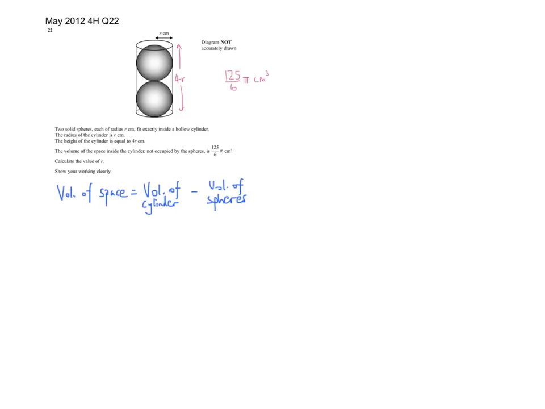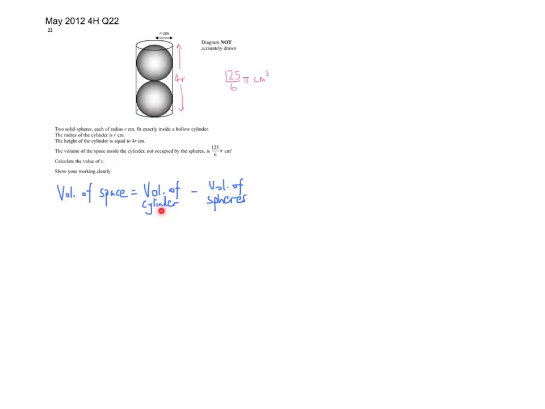Alright, so the first thing to say is that the volume of this space, 125 over 6 pi centimetres cubed, that's all the empty space inside this cylinder. Now that must be equal to the volume of the entire cylinder minus the amount taken up by the spheres, so the volume of the spheres.